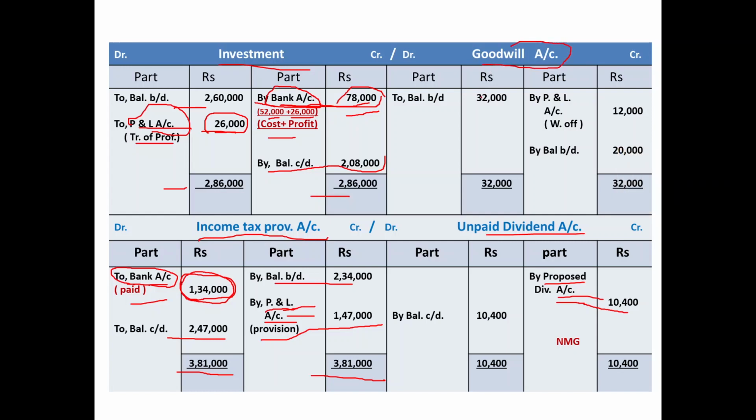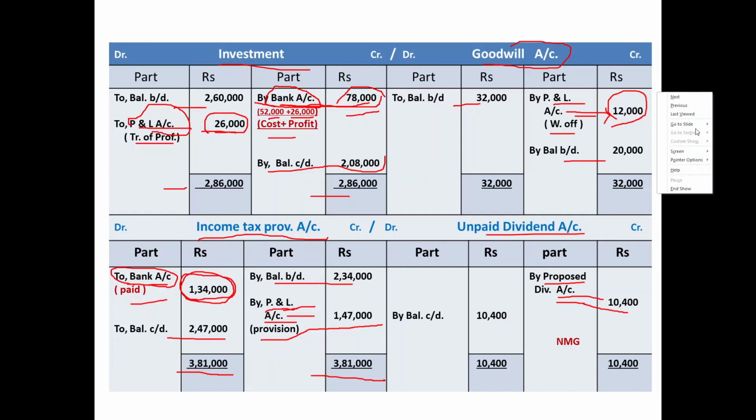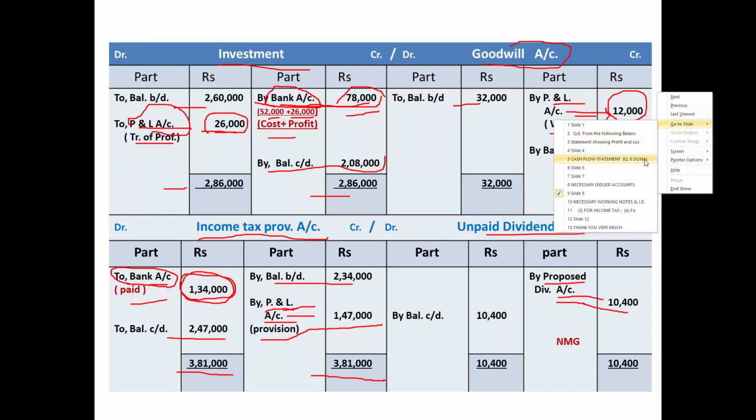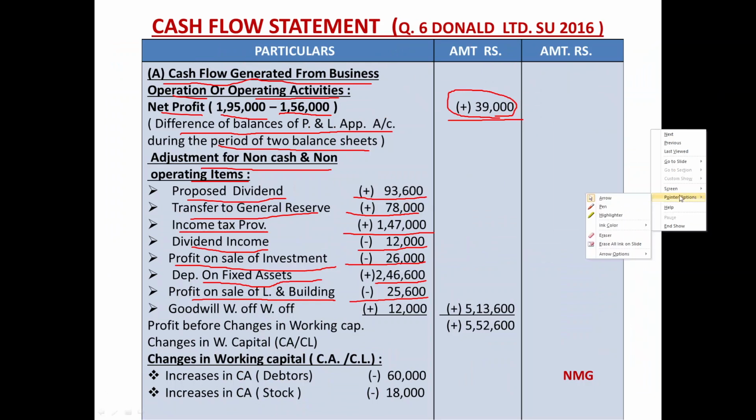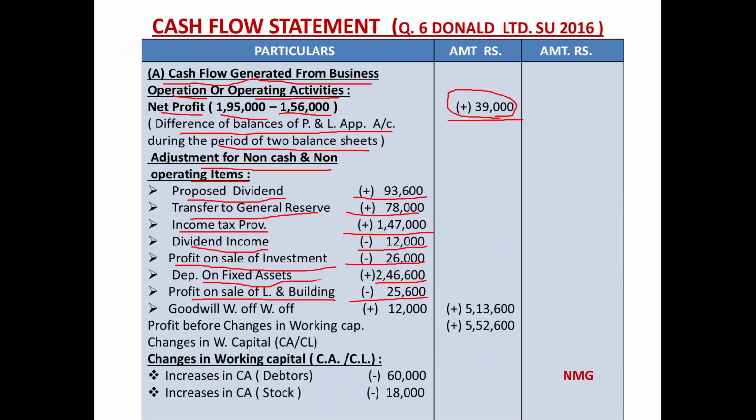Goodwill account, opening balance 32,000, closing balance 20,000. Posting of this journal entry, profit and loss account debited to goodwill account credited 12,000, written off in the current year. It's a non-cash item. Title came profit and loss, and being a non-cash item will be added back in the current year's profit once again. So under title A, goodwill written off plus 12,000.